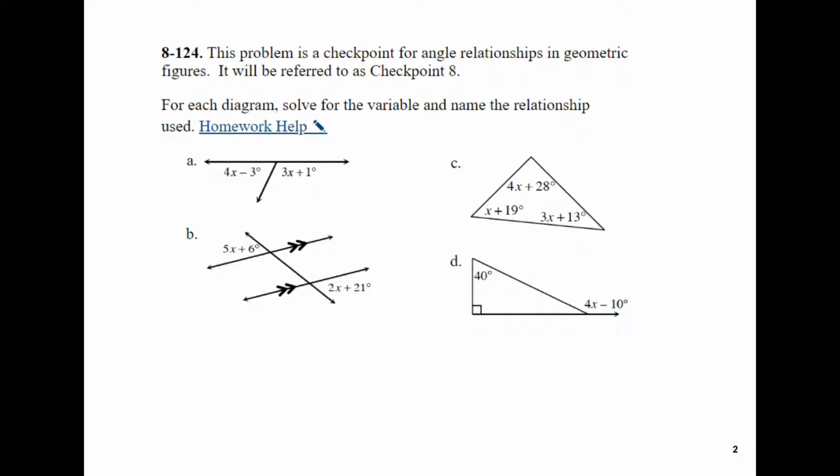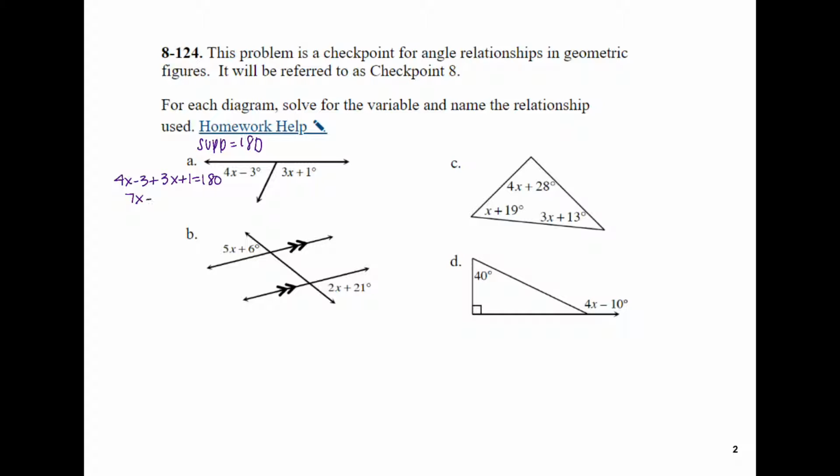8-124. This problem is a checkpoint for angle relationships and geometric figures. It will be referred to as checkpoint 8. For each diagram, solve for the variable and name the relationship used. So looking at letter A, I know that these two angles are supplementary angles and they equal 180 degrees when they're added together. So 4x minus 3 plus 3x plus 1 is equal to 180.